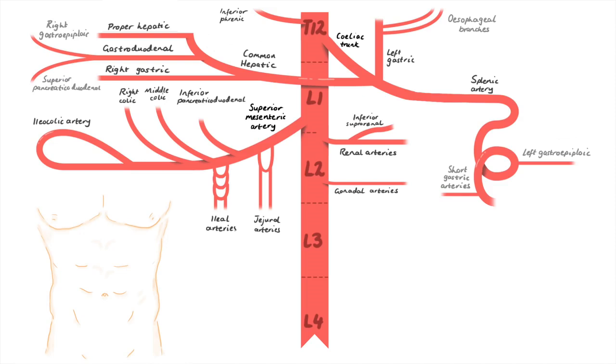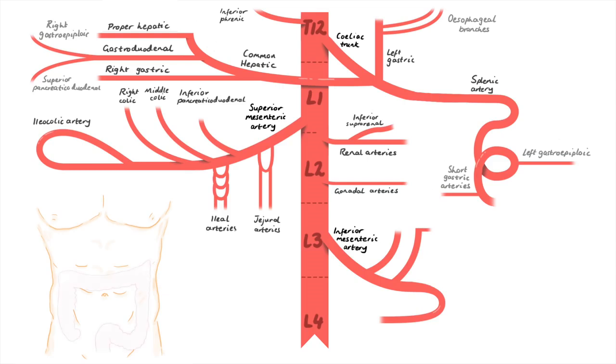Okay, L3. This must be where our last criminal hops off. Remember CSI? This is the inferior mesenteric. It supplies everything in the lower abdomen that the superior mesenteric didn't. We've covered the right and middle colon, so here we have first the left colic artery.